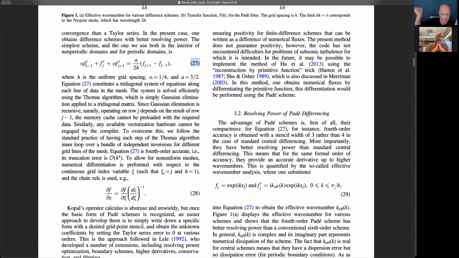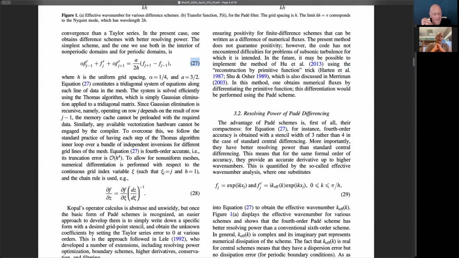In fact, this left-hand side arises from a rational polynomial. I don't expect you to see that right away in your head, but this left-hand side actually arises from the denominator of Copal's rational polynomial, and what you get is a linear combination of the derivative at 3 points equals your normal central difference.